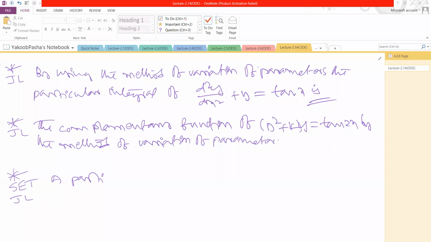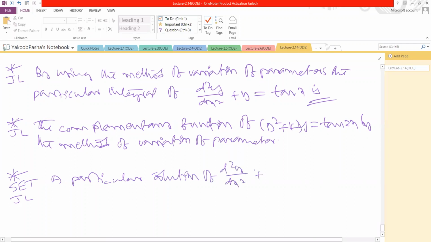A particular solution of d square y by dx square plus 2 into dy by dx plus y is equal to e to the power of minus x into log x to the base e. Okay, this is a question from the set and J.